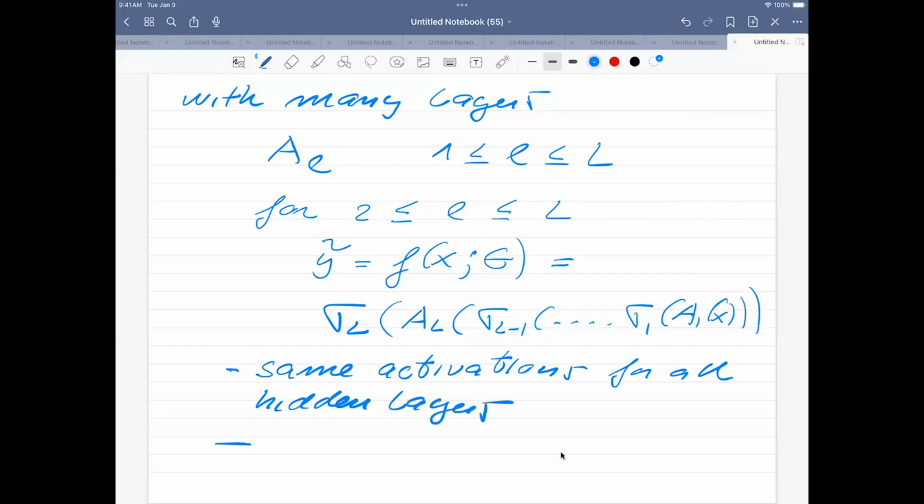And then what we have is a different activation function for the output layer, because that depends on the type of data you're dealing with. If you have a classification problem with 10 images, then you would typically have 10 output nodes. Different activation functions for the output layer.